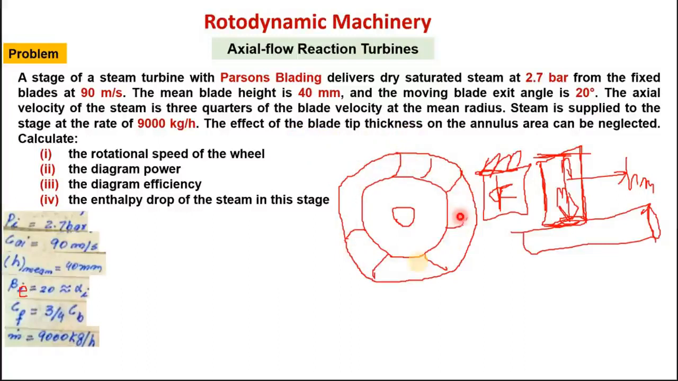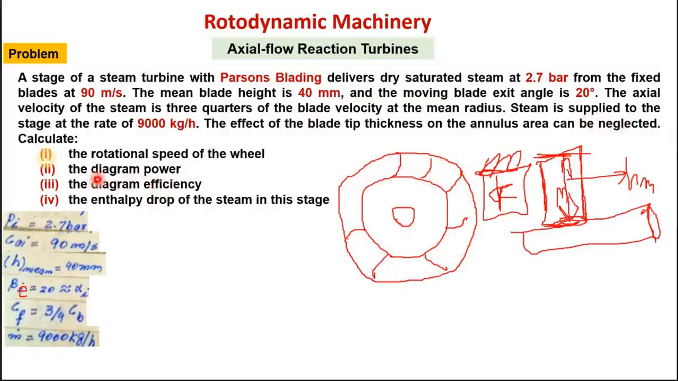So that's why you can say that this is the area through which steam is flowing when you neglect the blade thickness. If thickness is not negligible, then you have to subtract the thickness area from this annular area through which steam is flowing. Right. So the effect of this blade thickness, tip thickness, on the annulus area can be neglected.